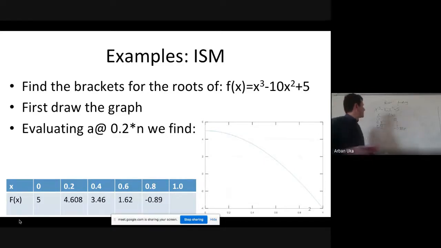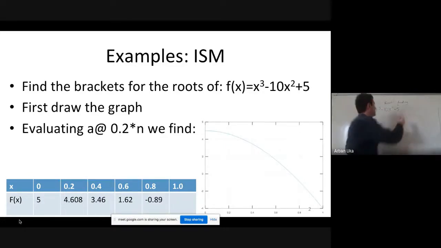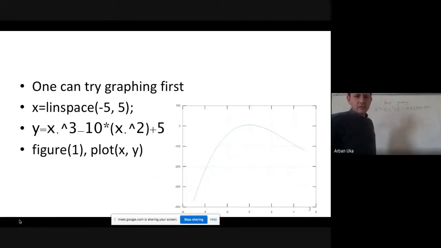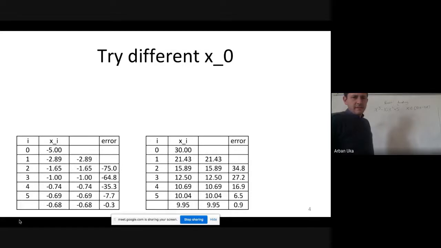Now, in this example, if you see from this slide, it looks like we do have a root between 0.6 and 0.8. So the root is 0.6 to 0.8. That's what we are going after. You can see this one from these evaluations. And then, in order to plot this one, this is what you can try to do.